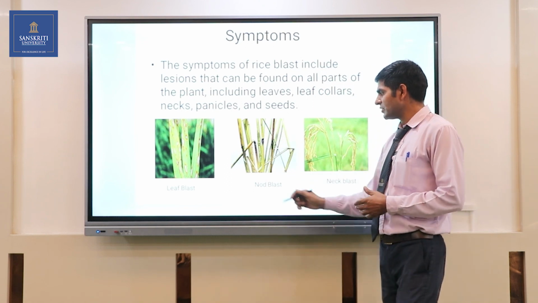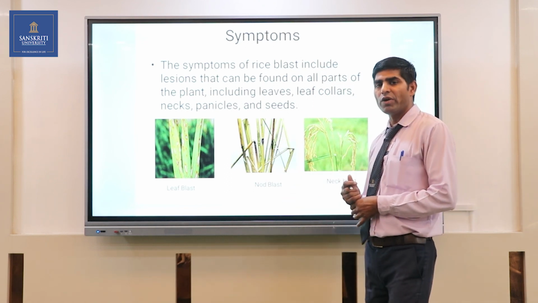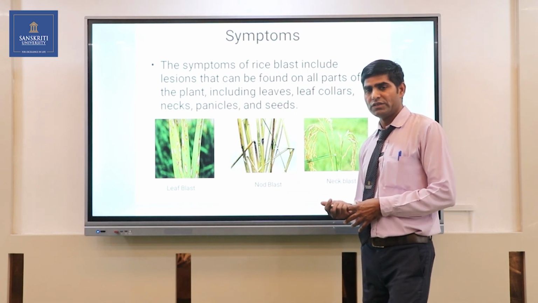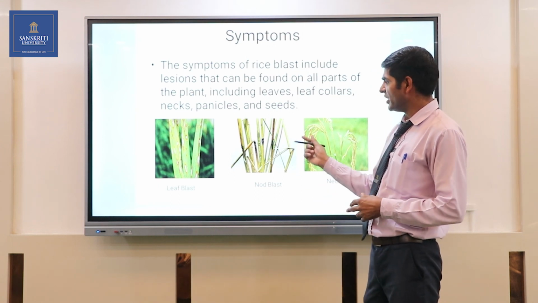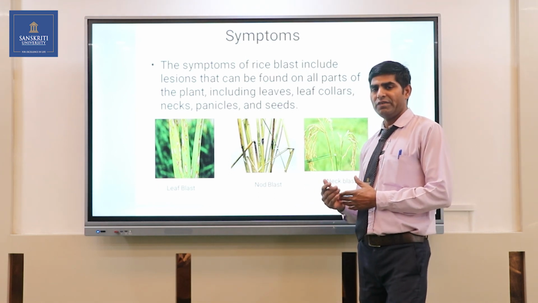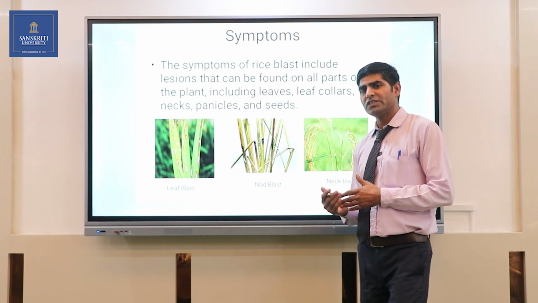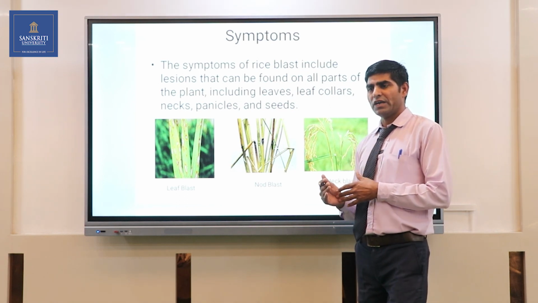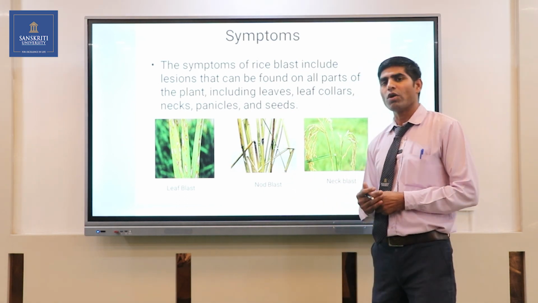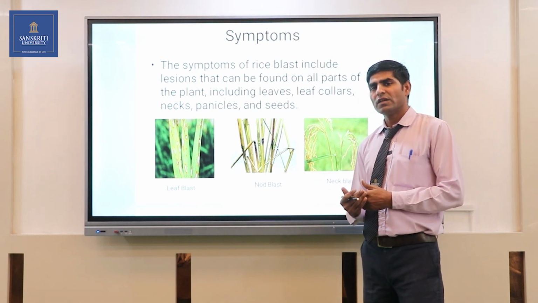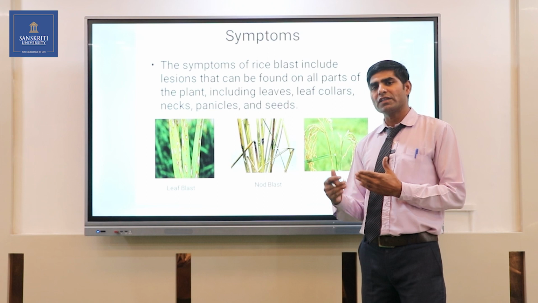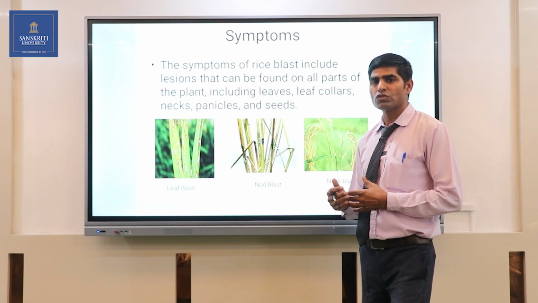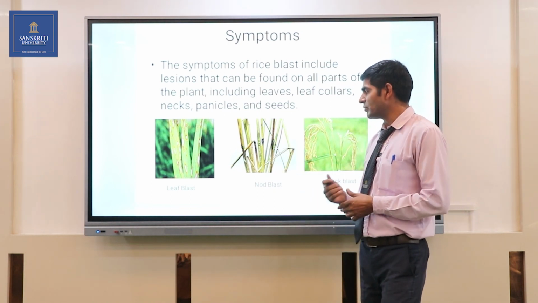Next is node blast. This is also a very important disease of rice. It is the second phase of the blast disease. In node blast, generally the nodes of the plant are infected, and in the initial stage you will observe olive green and yellow green symptoms appearing on the node of the plant. But in the later stage, the plant starts rotting from the node and finally bends down toward the soil. This is the symptom of node blast.